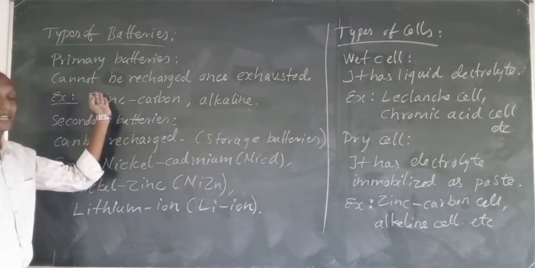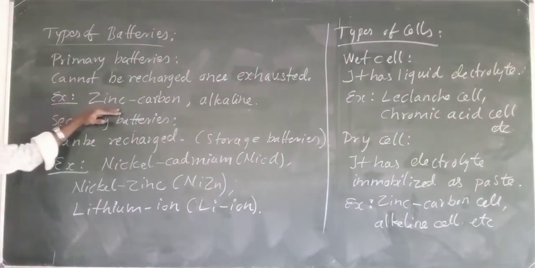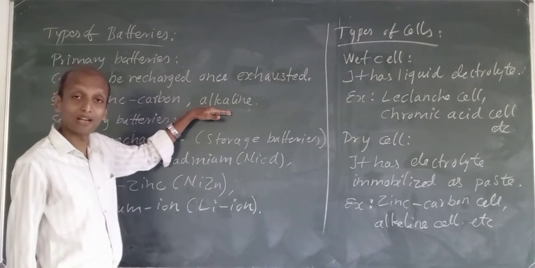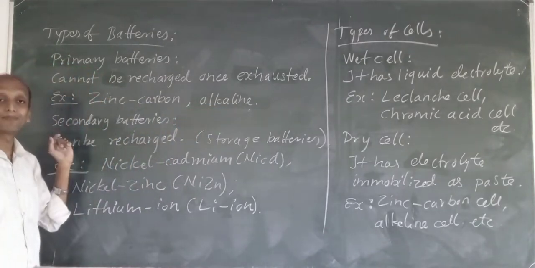So they can't be recharged. Such batteries are called primary batteries. Examples are zinc carbon batteries and alkaline batteries. All these are examples of primary batteries.